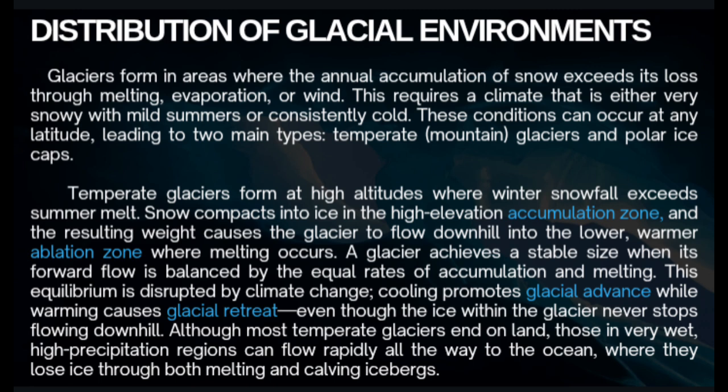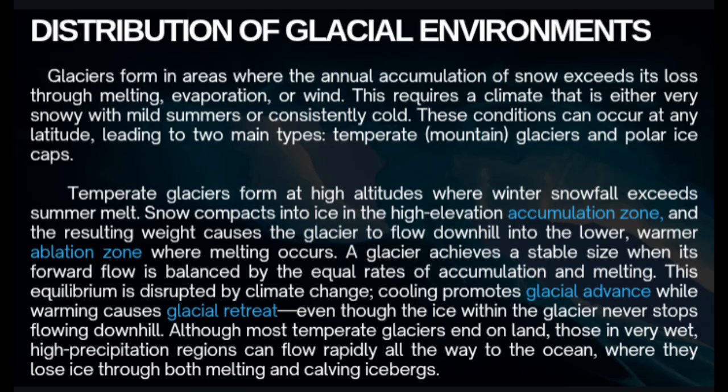Next, we have the distribution of glacial environments. Glaciers form in areas where annual accumulation of snow exceeds its loss through melting, evaporation, or wind. This requires a climate that is either very snowy with mild summers or consistently cold. This condition can occur at any latitude, leading to two main types: temperate glaciers and polar ice caps.